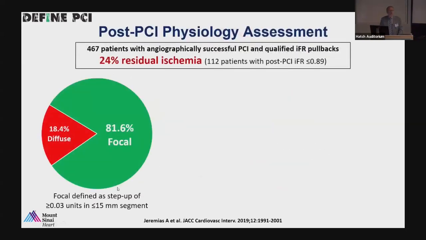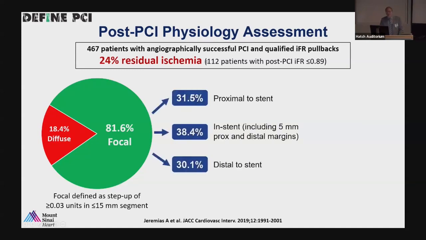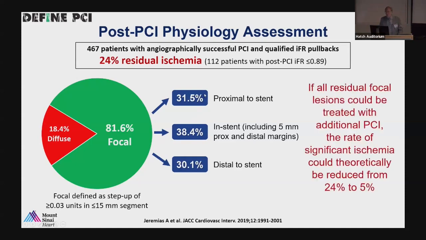When we look at those abnormal iFRs, about 4/5 of them were from a focal area, but they're not always related to the stent. About a third of them are proximal to the stent, a third of them are in the stent, and a third of them are distal to the stent. And if we could treat all of these 80% focal lesions, the rate of significant ischemia could theoretically be reduced from 24% to 5%.